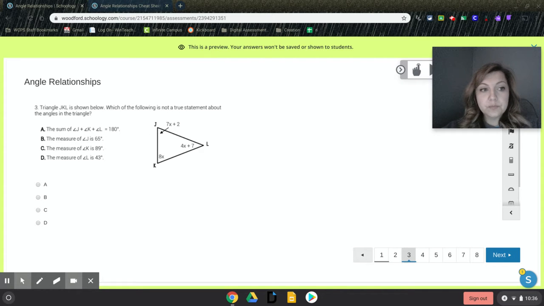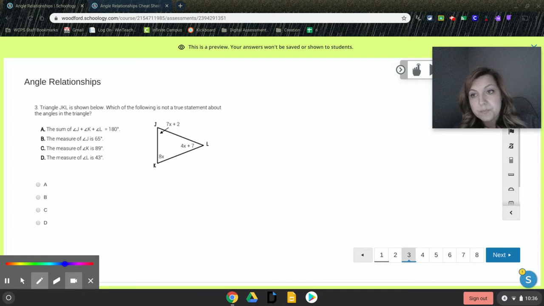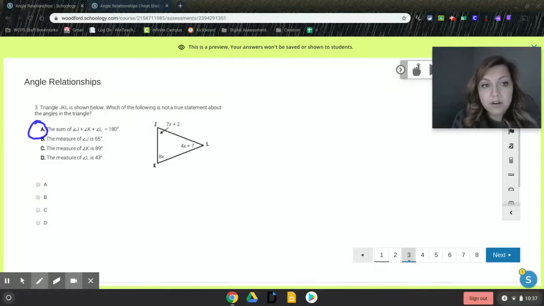Number 3, triangle JKL is shown below. Which of the following is not a true statement about the angles in the triangle? Okay, so what do we know about all interior angles of a triangle? And then based on that, which one of these statements is false? I'll go ahead and tell you, you are going to have to solve for x for this one. So in order to do that, I'll go ahead and tell you that A is a true statement. So A is not the correct answer, but A is how we will find the correct answer.